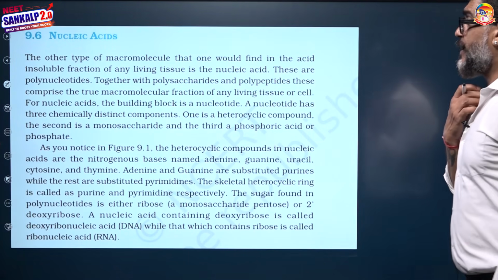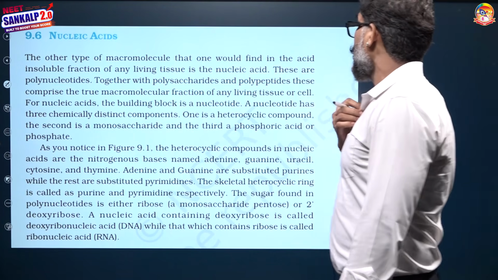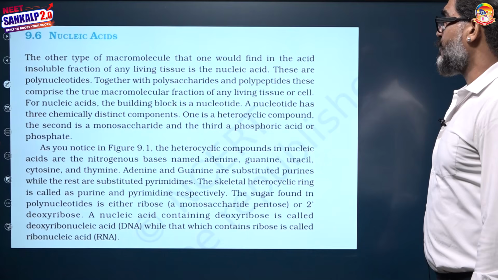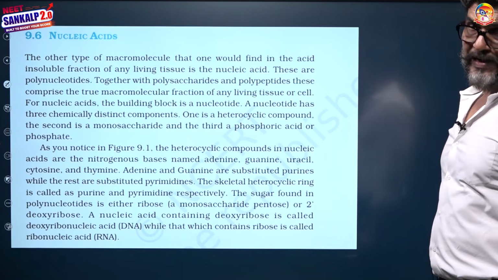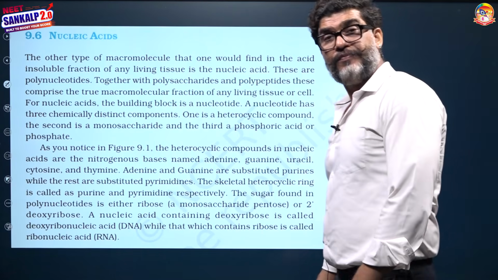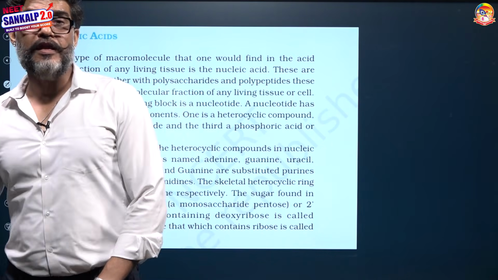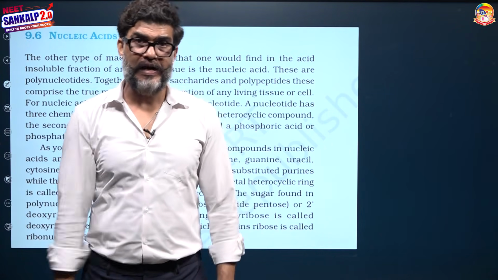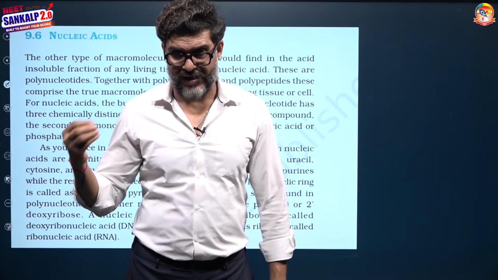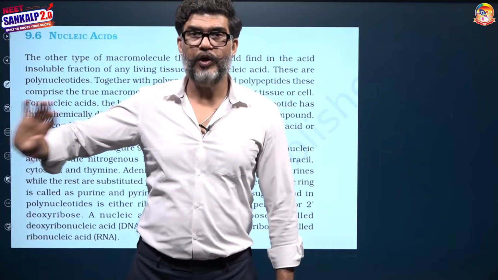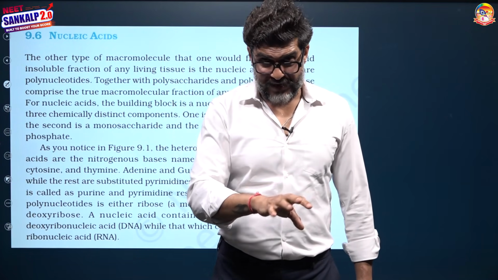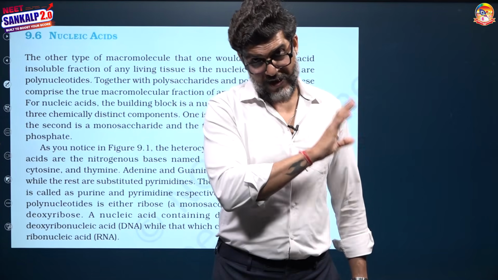Nucleic acids. The other type of macromolecule that one would find in the acid insoluble fraction of any living tissue is the nucleic acids. These are polynucleotides, and we know that in any nucleic acid 4 types of nucleotide are present, either adenylic acid, guanylic acid, cytidylic acid, thymidylic acid, so it would be a DNA. Adenylic acid, guanylic acid, cytidylic acid and uridylic acid, so it is a RNA.